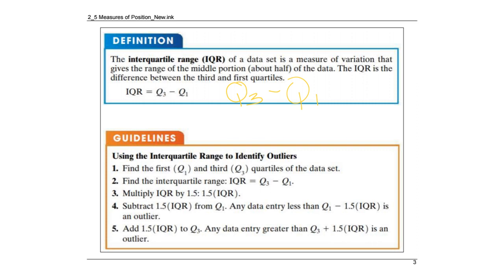But on the left-hand side, we're going to look at Q1 minus 1.5 times that interquartile range. Okay, and so that's going to be our outliers way to the left. And then we're going to do the same thing with Q3, only we're adding. So then we're going to take Q3 plus 1.5 times the IQR, and that's going to be our outliers to the right. Okay, so give me a minute. We're going to look at this visually.